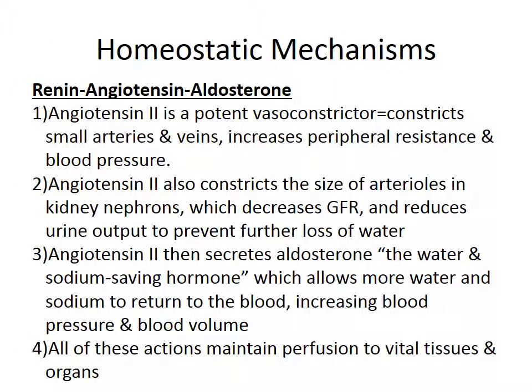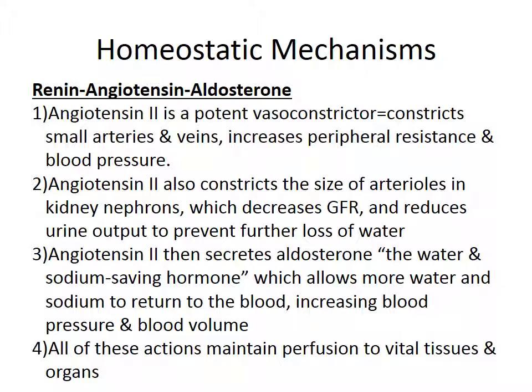The renin-angiotensin and aldosterone system is an important homeostatic mechanism. Angiotensin II is the most potent vasoconstrictor in the body. It constricts small arteries and veins, increases peripheral resistance and blood pressure, which is one of the main reasons why ACE inhibitors are often indicated in patients with cardiac problems or MIs. Because this increase in peripheral resistance and blood pressure puts a stress on the heart, the angiotensin II blocker or ACE inhibitor slows the heart rate down and decreases that peripheral resistance and blood pressure, thereby resting the heart.